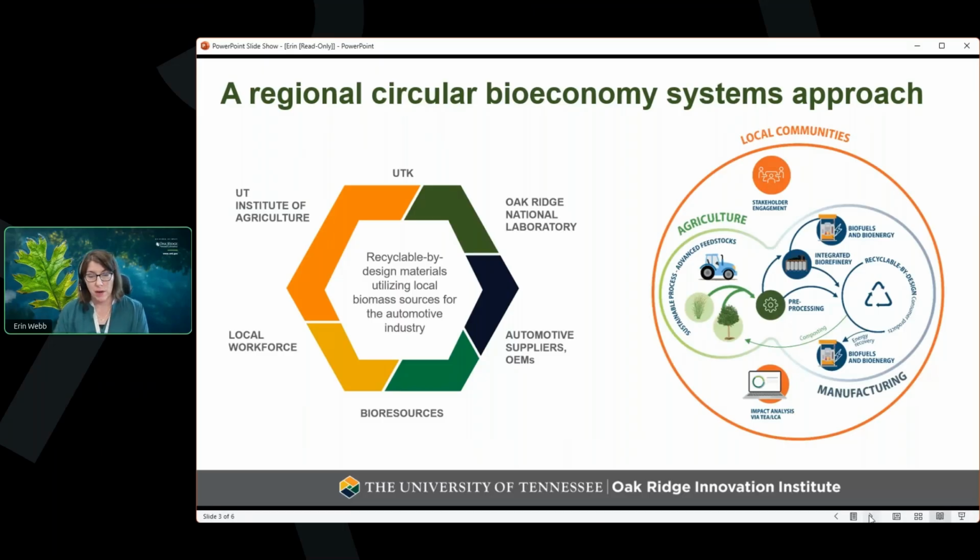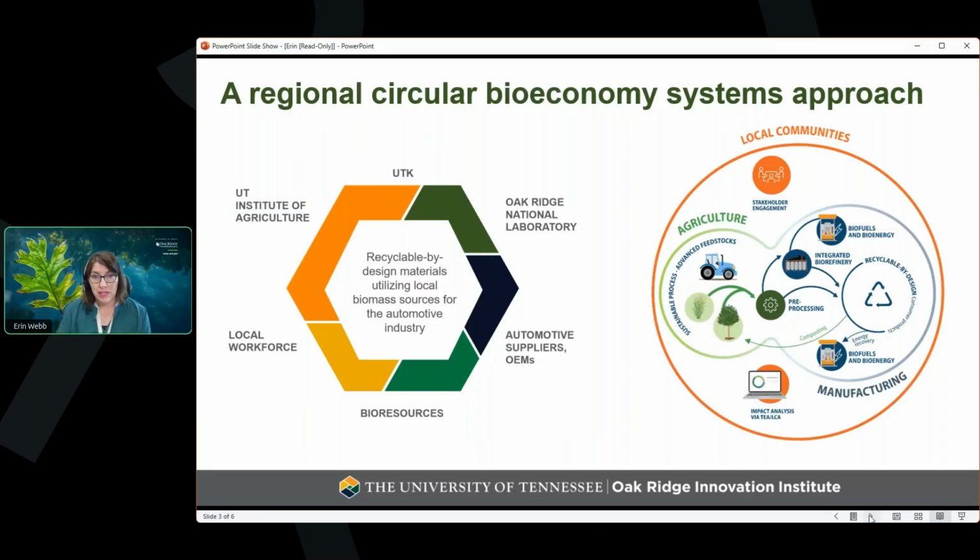This one is taking grasses, switchgrass and miscanthus primarily, purposely grown for biomaterials that would be utilized in a number of industries, but one is automotive, which is an important manufacturing industry in the Southeast, to design recyclable-by-design materials utilizing local biomass sources for the automotive industry. This is an important and unique opportunity because we're able to design an entire value chain from the ground up. And then that means we can tailor the plants to provide the feedstocks to make the materials that we want.